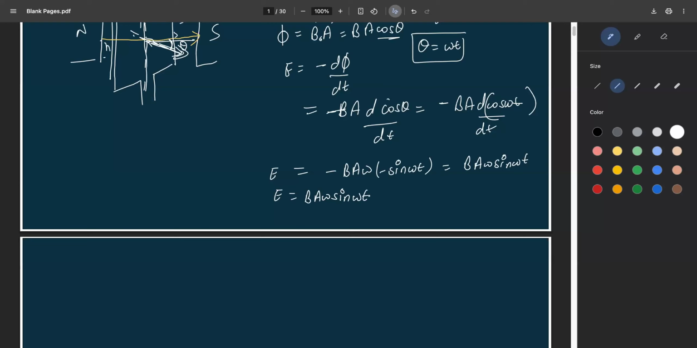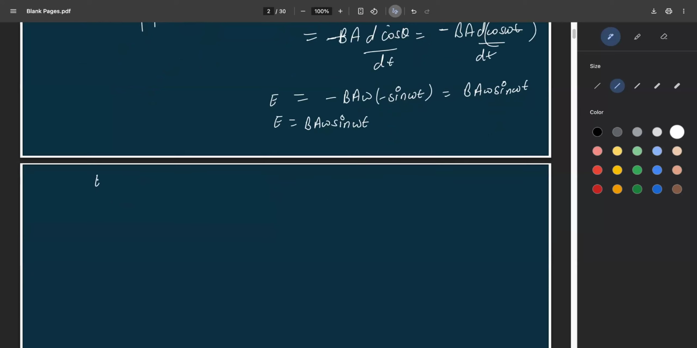Now, Ketna, if I ask you what is the maximum value of this EMF? You know that E max will only be possible if sine omega t is maximum, because this BA omega is a constant part, and sine omega t is the only thing which is variable. And what is the maximum value of sine omega t?